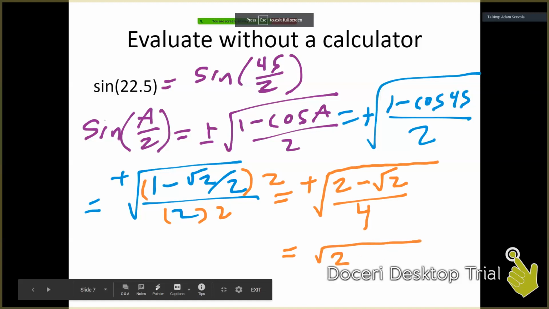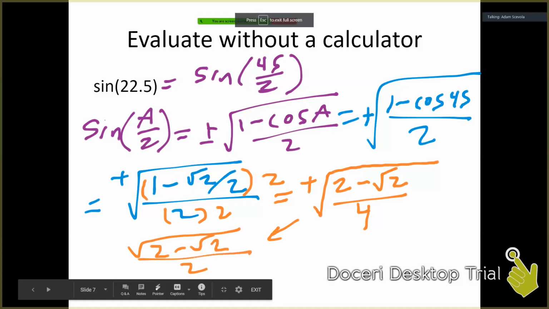So we get positive the square root of 2 minus root 2. Oops, wrote that wrong. We're not going to be able to see this because of the watermark, so we'll write it over here. That's going to be the square root of 2 minus root 2, all over 2. And that's it.